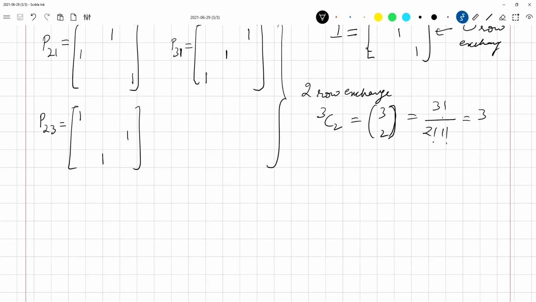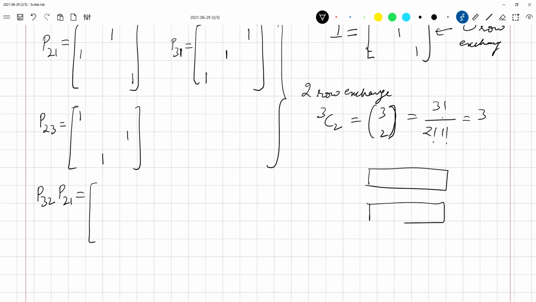So let us look at this. P32 into P21. What is this? What does this do? First we exchange. So let me call this as... okay. So what will this do first? P21. What is that going to do?